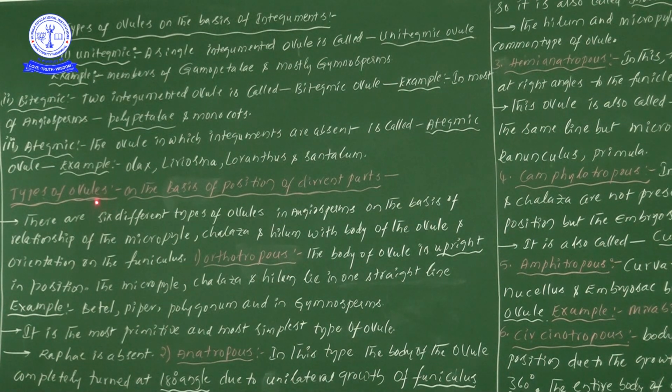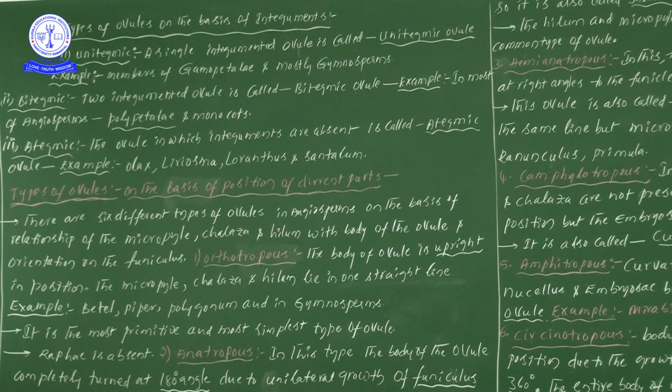Now the types of ovules. Here also, types of ovules, but here on the basis of the number of integuments. Here also types of ovules, but here on the basis of the position of the different parts. Okay. So totally, how many types of ovules are there now?